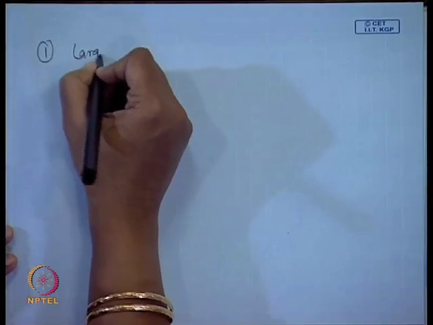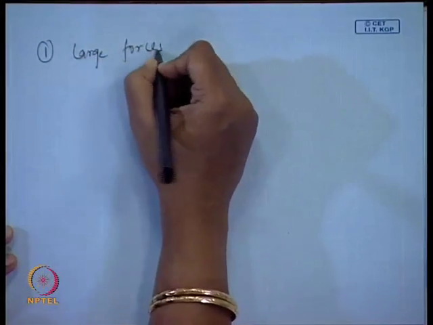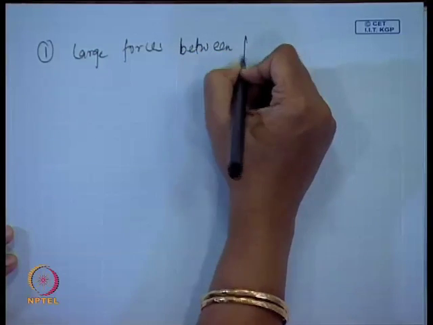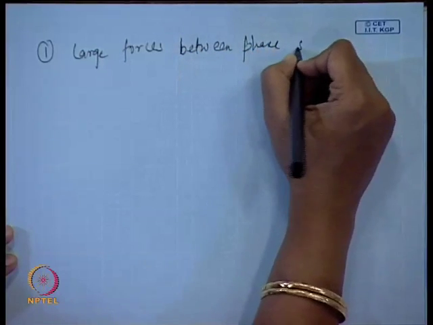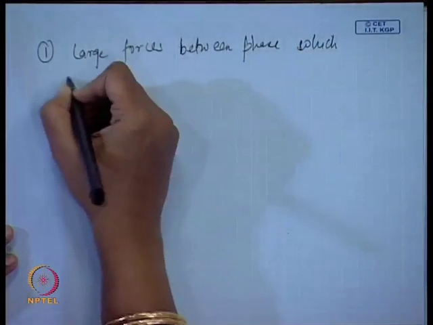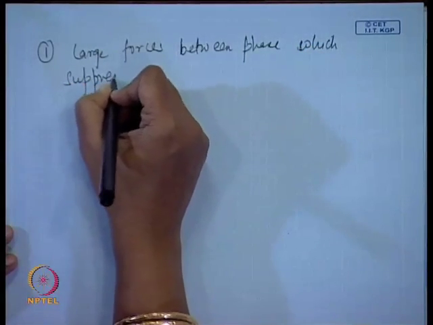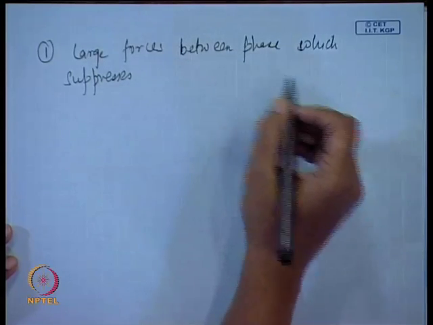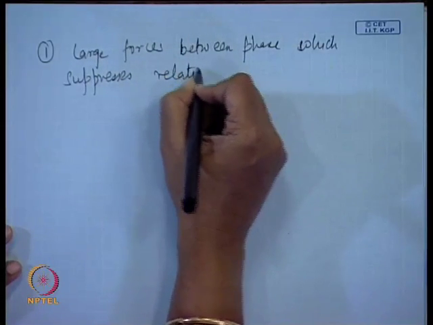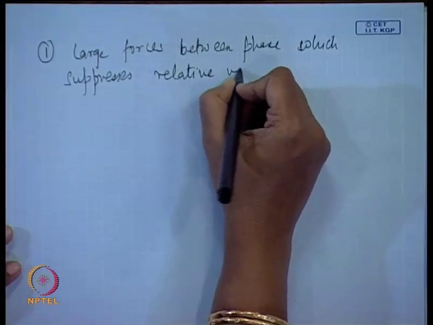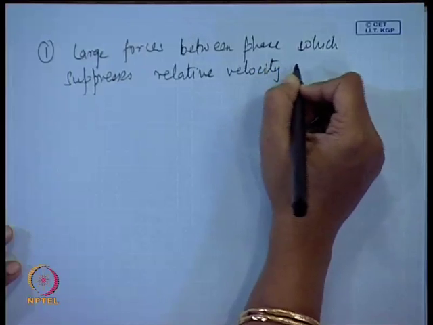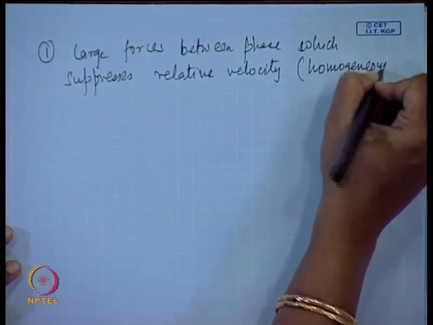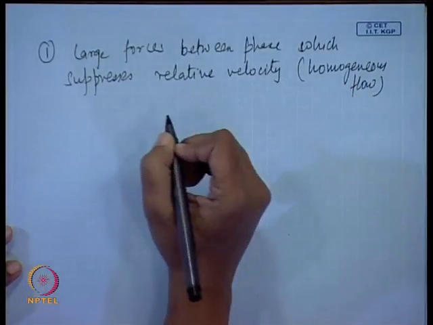One case is large forces between phases, which suppresses relative velocity. What does this mean? It means that between the two phases such large forces are acting that they suppress the relative motion. What does this sentence mean? Homogeneous flow. In other words, this means that the two phases are under homogeneous flow condition.